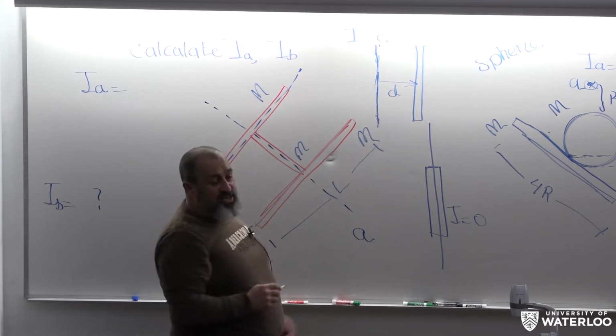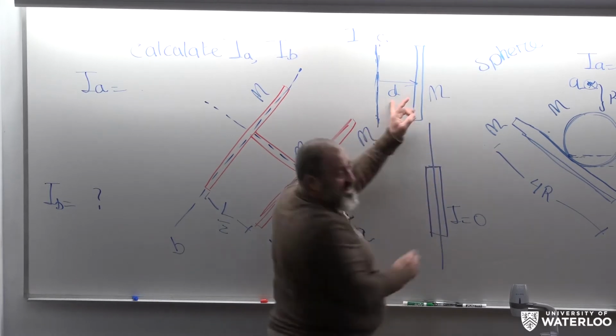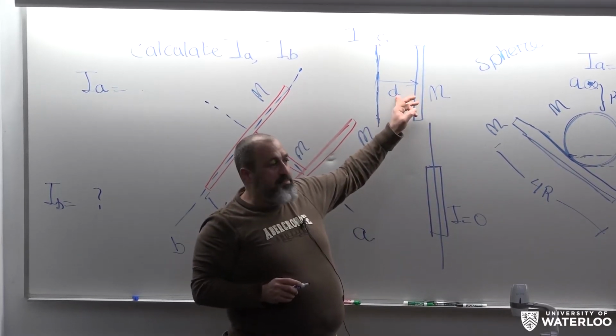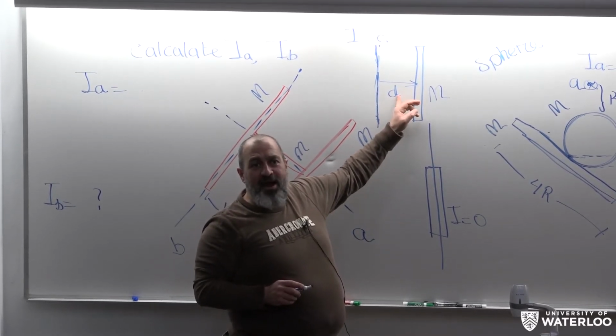So what is I about C? Who can tell me what I about C is? This is mass M, and this is distance D. What is I about C of that bar? MD squared. Why?